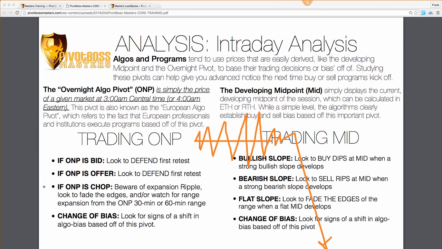And so with any of these pivots, again, whether it's the overnight pivot, whether it's the open price, any of these pivots, if you see price start to do the ripple effect around it, you got to back out. You got to be careful because it's whipsaw city. You got to look to fade the edges if you want to engage, because fading the edges is a great way to trade the algo ripple.